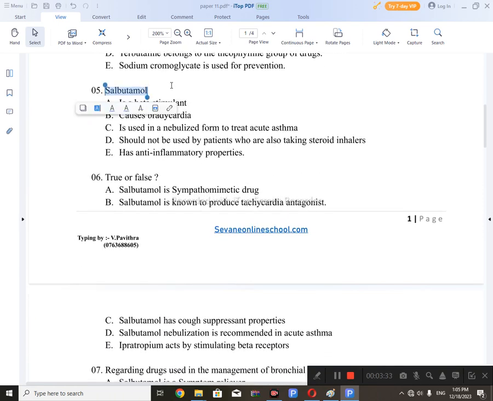Salbutamol is a beta stimulant. True. Causes bradycardia. False. Is used in nebulized form to treat acute asthma. True. Should not be used by patients who are also taking steroid inhalers. False. Has anti-inflammatory properties. False.